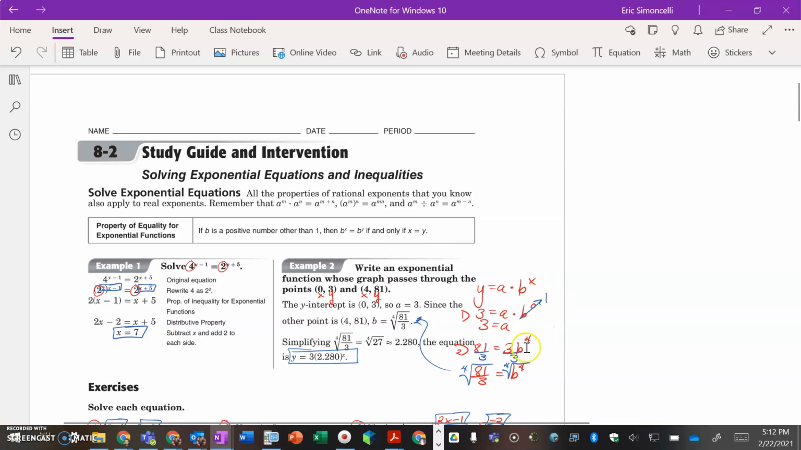We can solve for b simply by dividing both sides by 3, so 81 thirds, and then we'll take the 4th root of both sides. 81 thirds ends up being 27, so the 4th root of 27 is your b value. In other words, 2.280 if you double check. The final answer, simplified, at least in the context of a and b rounded, looks something like this: y equals 3 times the quantity 2.280 to the x power.